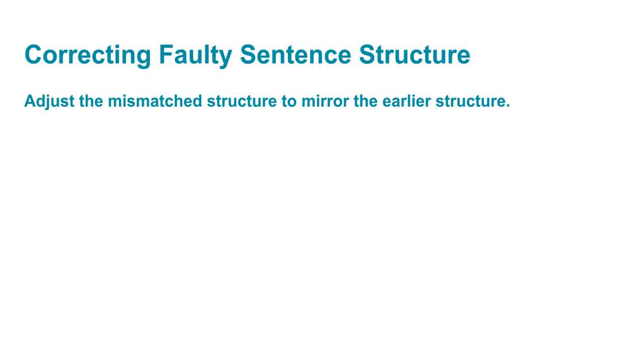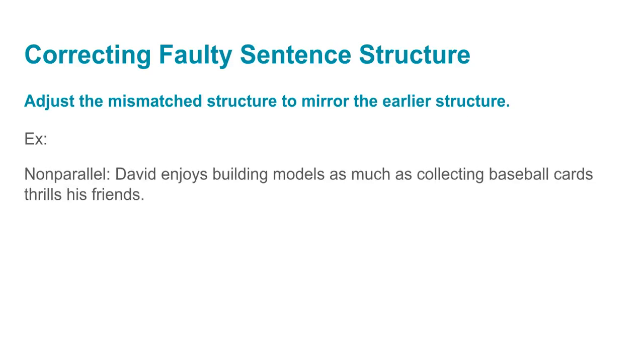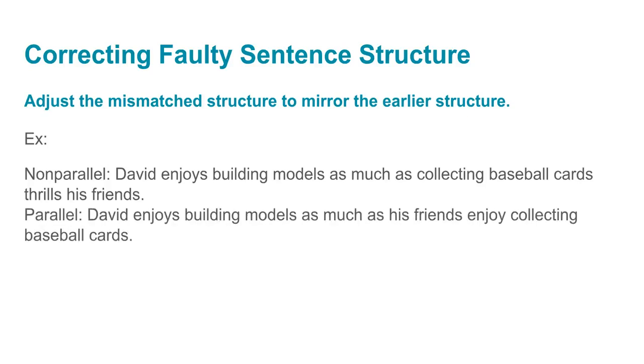Now, faulty sentence structure means that you need to adjust the mismatched structure to mirror the earlier structure. However you set up that structure to begin with is how you need to continue similar ideas all the way through the sentence. In a non-parallel sentence, David enjoys building models as much as collecting baseball cards thrills his friends. This is not parallel because we've changed the order that friends comes in versus the verb. To fix that, we need to switch it around to David enjoys building models as much as his friends enjoy collecting baseball cards. Now these two sentences are parallel and we have the comparison.